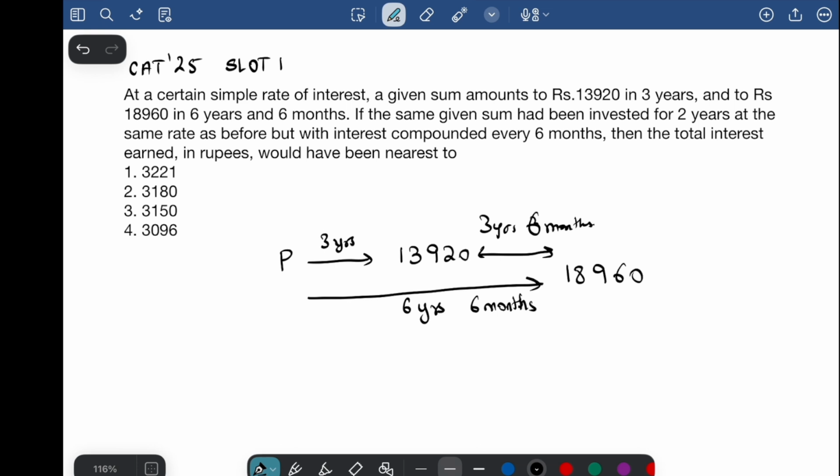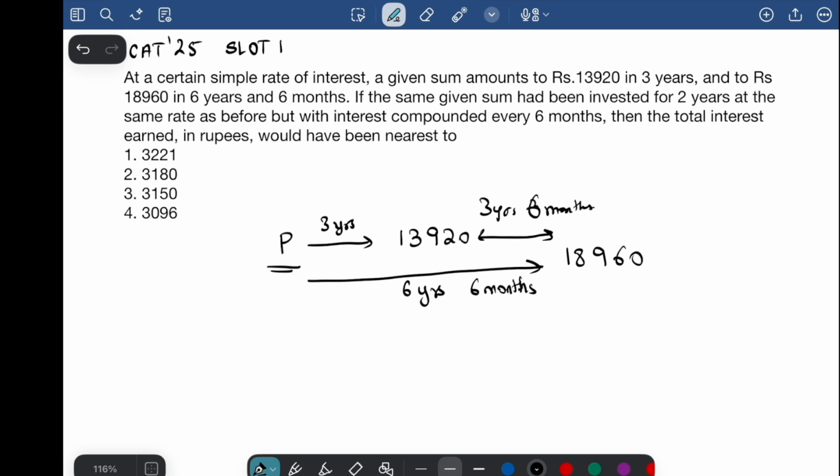And after that they have asked, if the same sum, that is this P, would have been invested for 2 years at the same rate but compounded every 6 months, what would the total interest be?